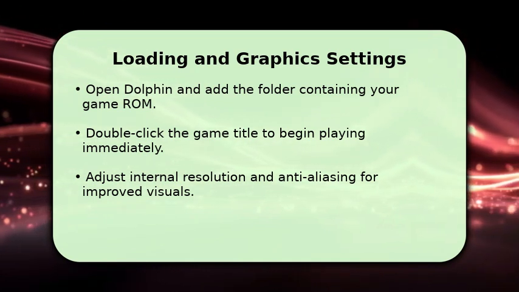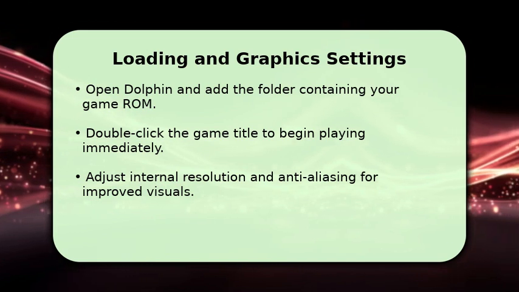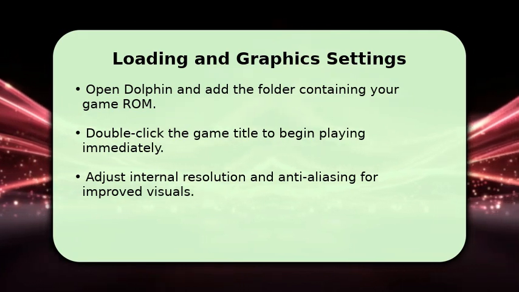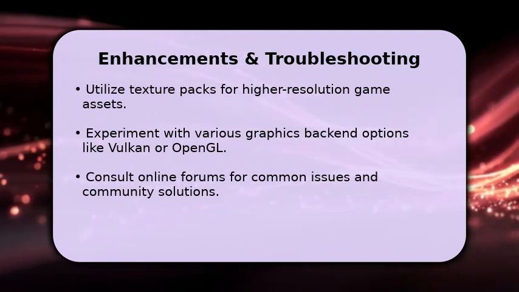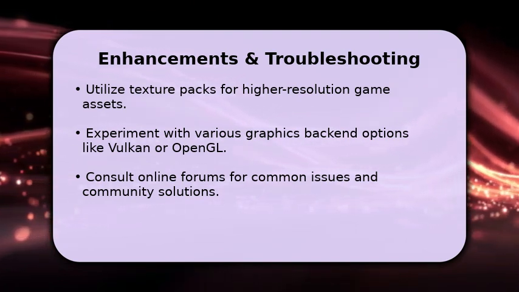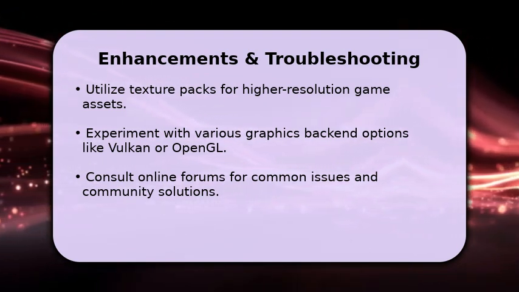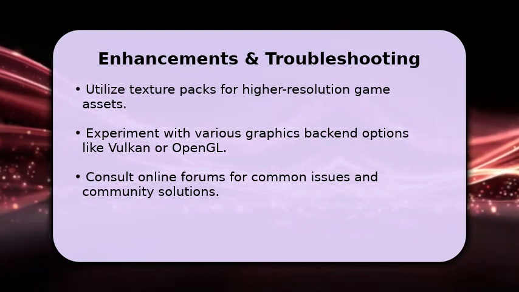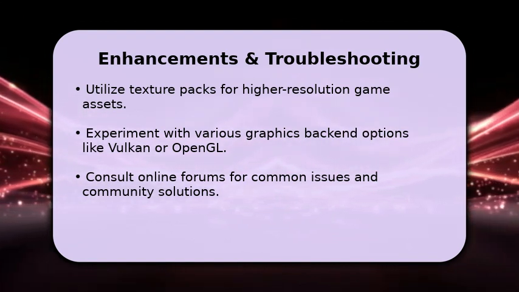For a visual upgrade, navigate to the graphics settings. Here, you can increase the internal resolution, perhaps to 2 or 3 times the original, and enable anti-aliasing for sharper images. To further enhance your experience, consider installing custom texture packs, which can dramatically improve the game's visual fidelity with higher resolution assets. Experiment with different graphics backend options, such as Vulkan or OpenGL, to find what performs best on your system. If you encounter any technical difficulties, online communities and forums are excellent resources for troubleshooting and finding solutions.